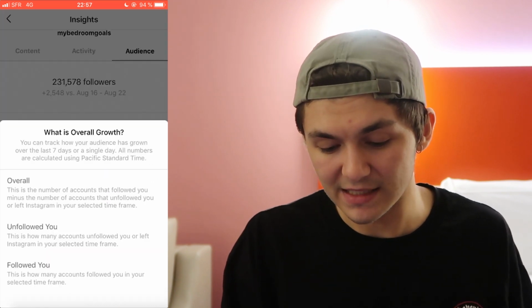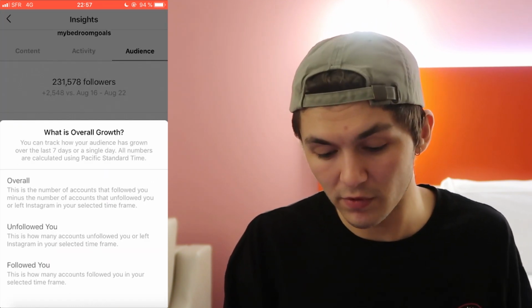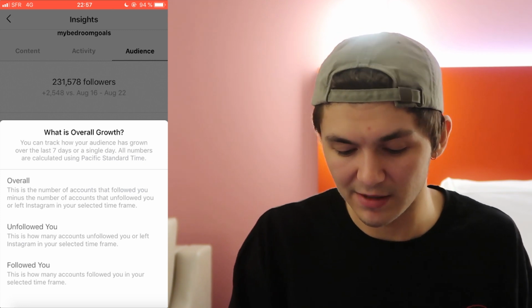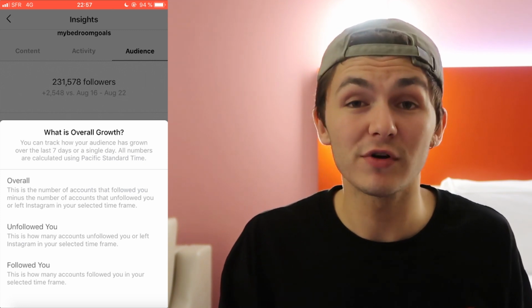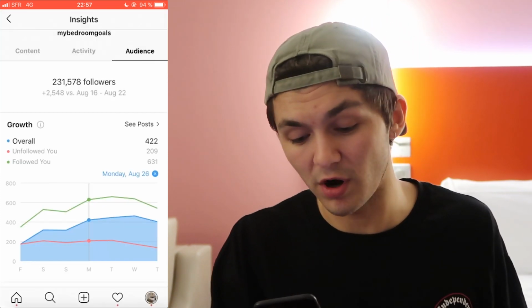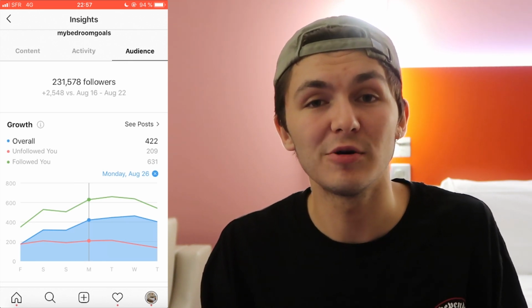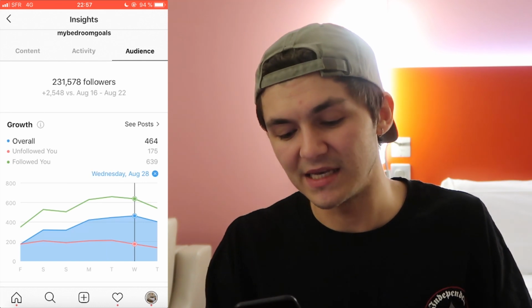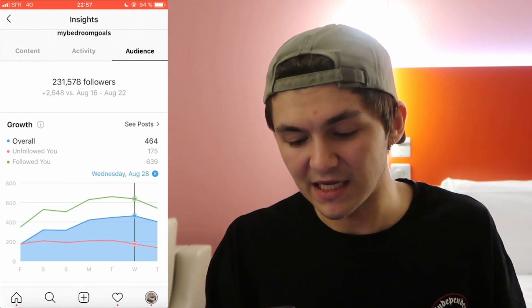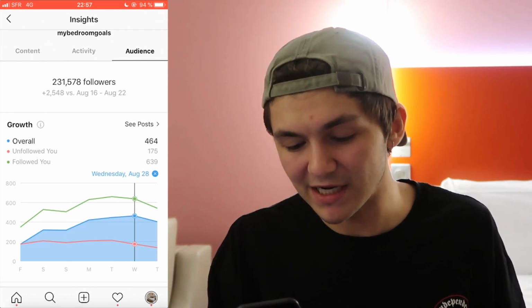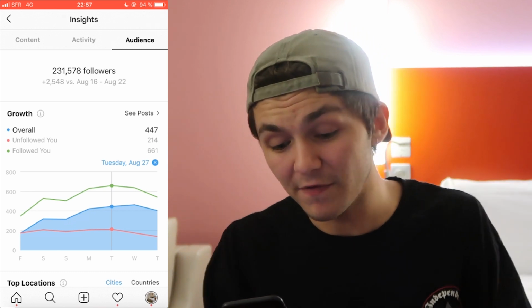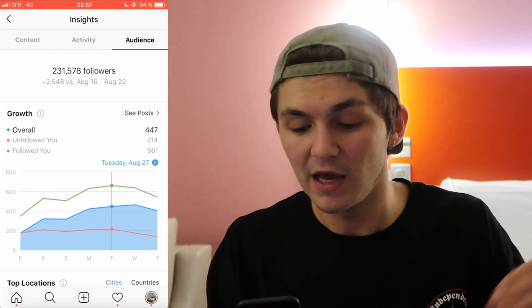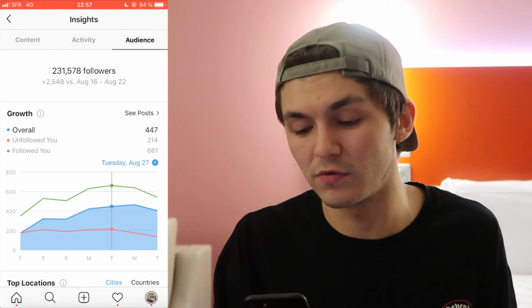So if you tap on that, it says here the growth. It shows you the overall, the amount of people that have unfollowed you and the amount of people that have followed you. So if you have a creator account, you're going to have this awesome graph. If you're not a creator account, it'll be a little bit different. If you're a business account, the Insights is not going to show this amazingly cool graph. But basically, this graph shows you the day-by-day breakdown, and it shows you the amount of people that have unfollowed you and the amount of people that have followed you. And it calculates the two together and gives you an overall growth.